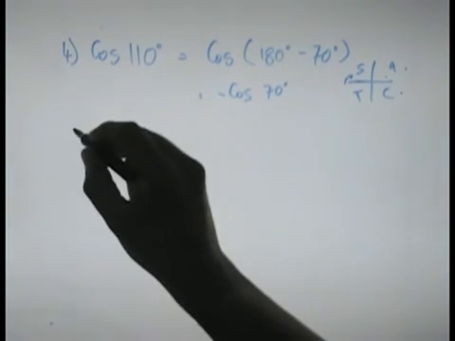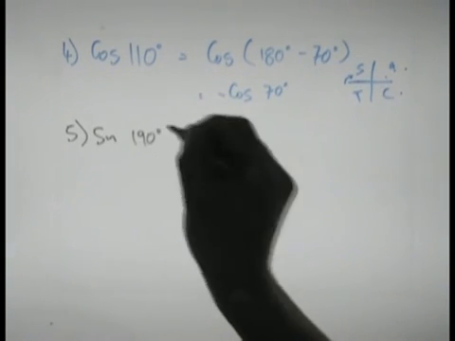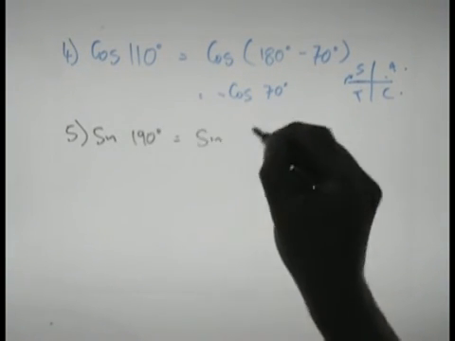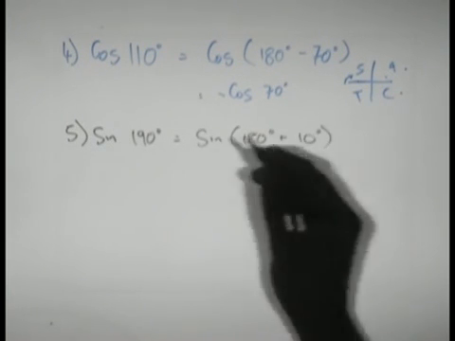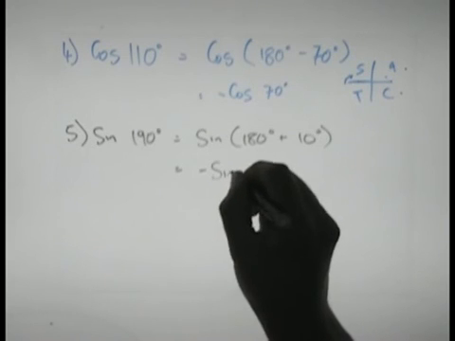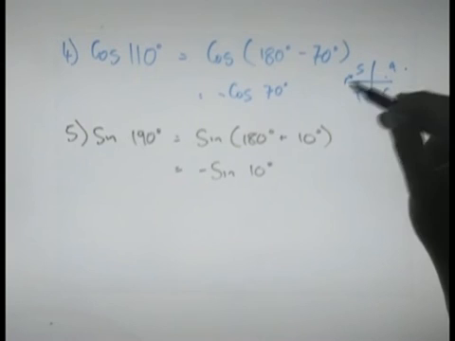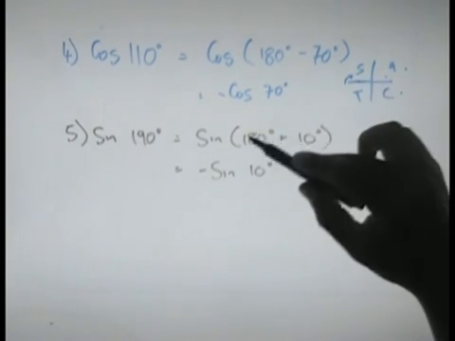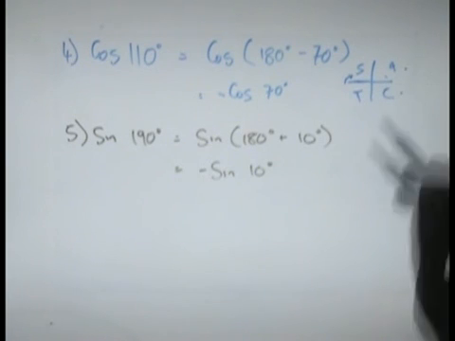Sine of 190 degrees. Sine of 190 degrees is the same as sine of 180 degrees plus 10 degrees, which is going to equal negative sine 10 degrees. Remember, sine is not positive in the third quadrant. 180 plus puts us into the third quadrant.